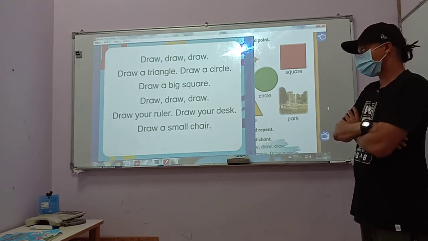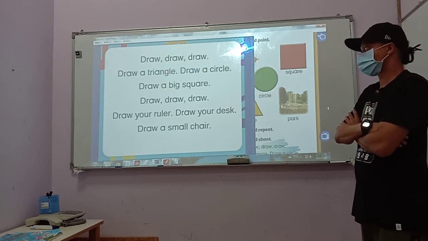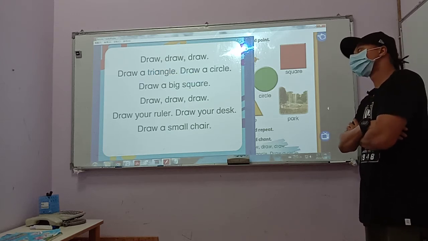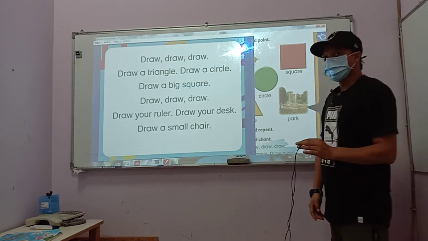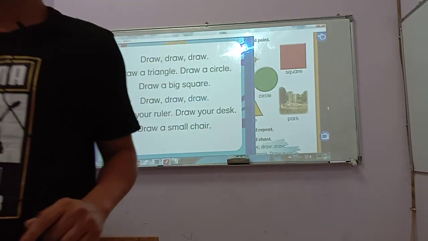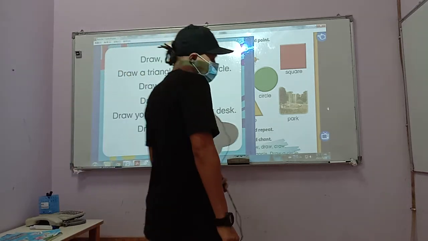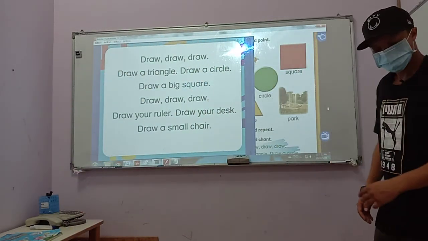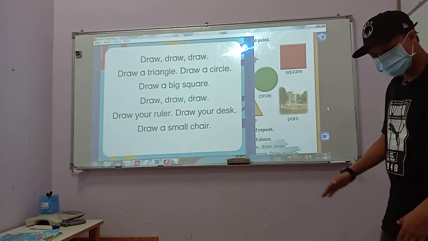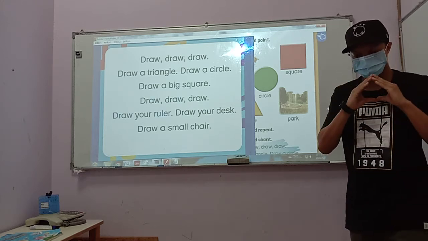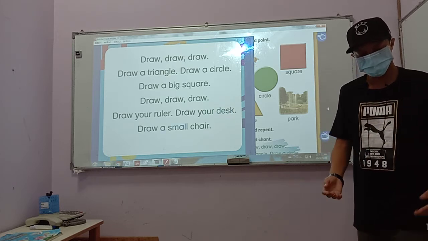Draw, draw, draw. Draw a triangle. Draw a circle. Draw a big square. Draw, draw, draw. Draw your ruler. Draw your desk. Draw a small chair.